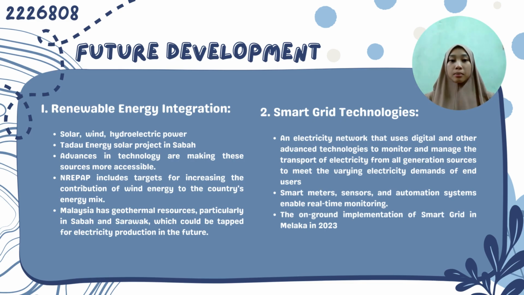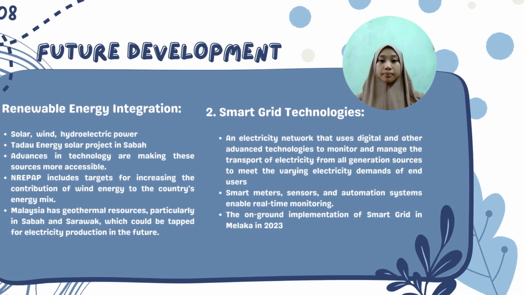Do we have smart grids in Malaysia? Yes. In 2023, the on-ground implementation of a smart grid in Malacca has successfully integrated solar farms, rooftop solar panels, solar thermal, smart meters from residential and commercial buildings, and also electric vehicle charging stations and battery systems through the energy monitoring system, EMS dashboard. Next is microgrids.